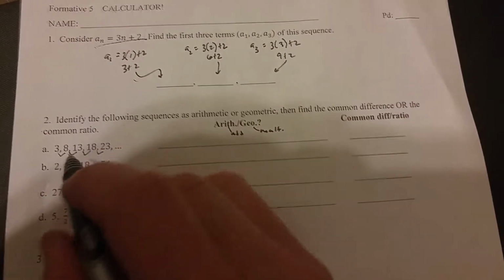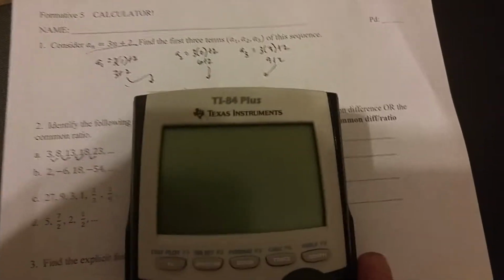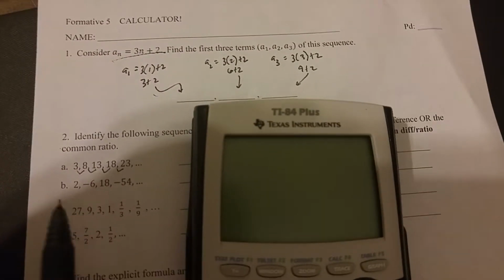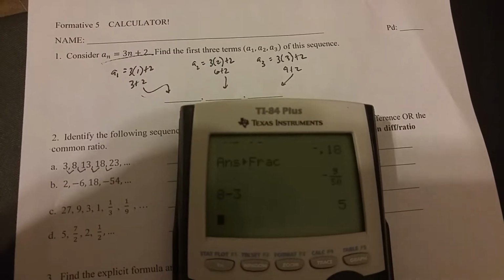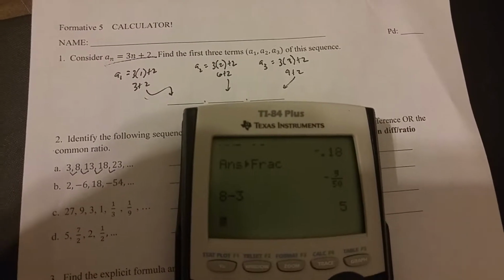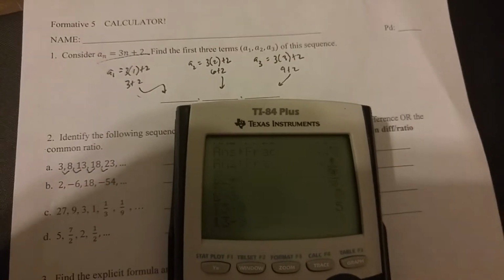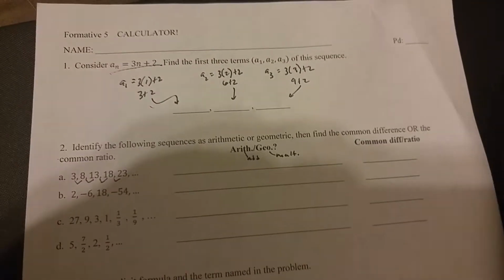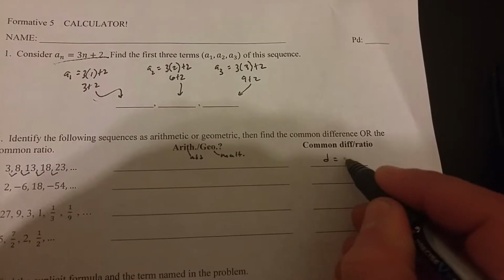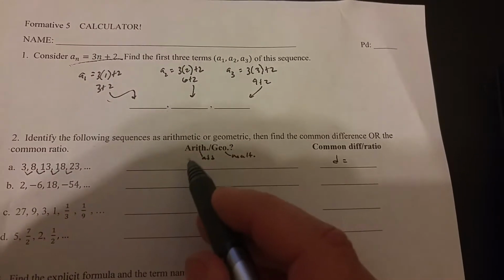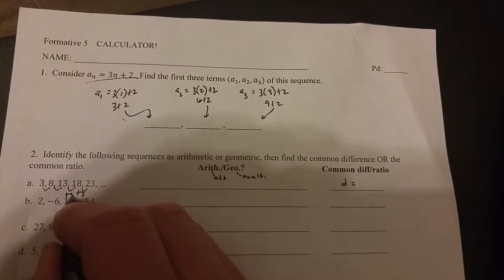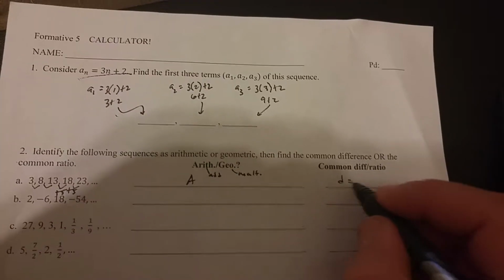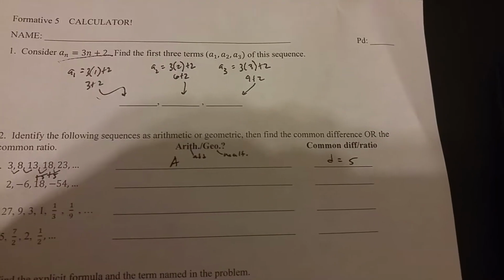So if this one is adding, to see what it's adding, if you can't see it, we can always just subtract. You can subtract the second one from the first one, and you see that the difference is 5. If you subtract the third one from the second one, you see that the difference is 5. So the 5 is what you're going to put here for D equals. And then, since we decided that this one was an adding pattern, plus 5, you would call this one arithmetic, and you would say D equals 5.